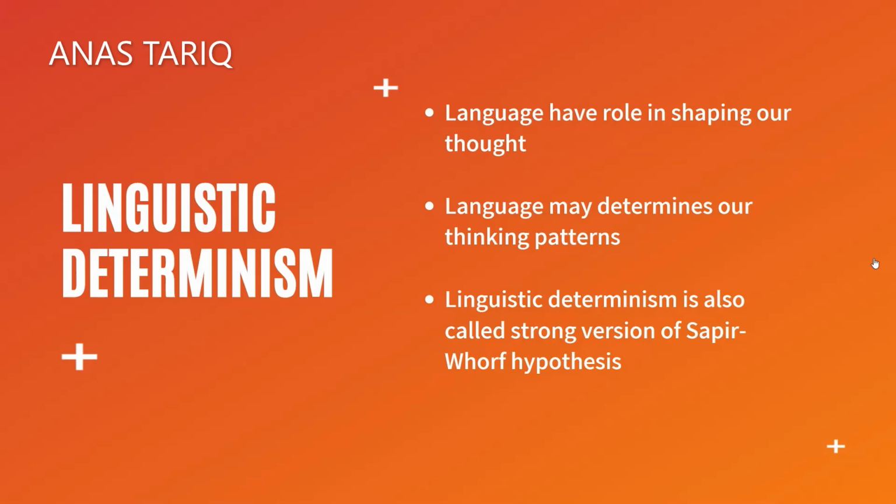Linguistic determinism is also called the strong version of the Sapir-Whorf hypothesis. According to this theory, language determines thought. So in short, the strong version is that language determines thought and that linguistic categories limit and determine cognitive categories. The weak version is that linguistic categories and usage influence thought and certain kinds of non-linguistic behavior.